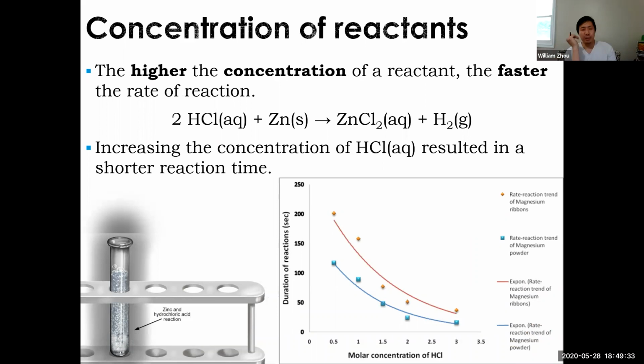Next, concentration. The higher the concentration, the faster the rate of reaction. You may have an idea of why this is the case, but tomorrow we'll focus on exactly why. But if you look at this graph, on the x-axis, you have concentration of hydrochloric acid. So as the concentration increases, on the y-axis, you have duration of the reaction. The shorter the duration, the faster it is to complete. Higher concentration equates to faster rate, all right, which means shorter time.